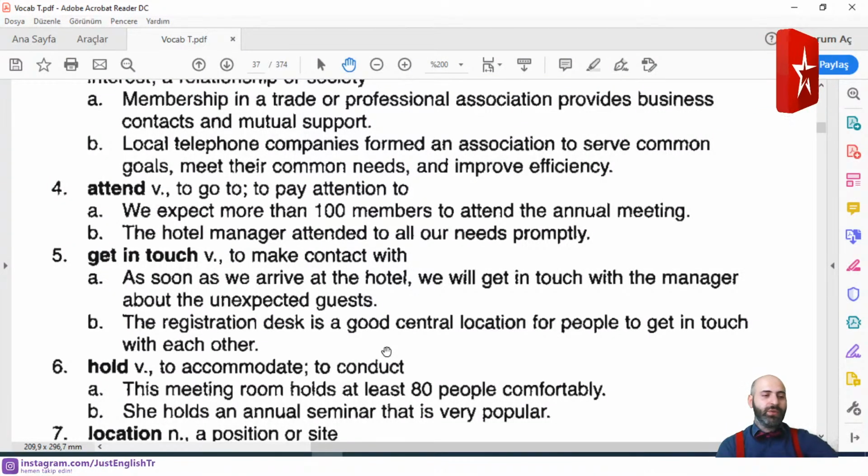For example, let me ask you a question like this. What am I doing now? What is Lasha doing now? What am I doing now? I'm conducting a lesson. Conduct a lesson, conduct a meeting, conduct a presentation maybe.